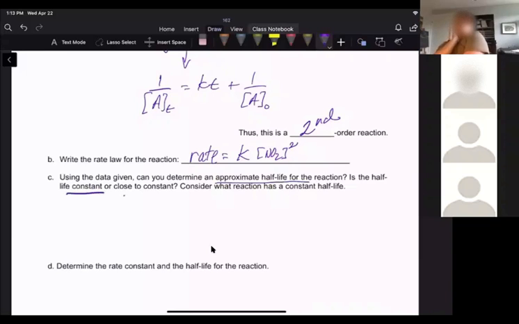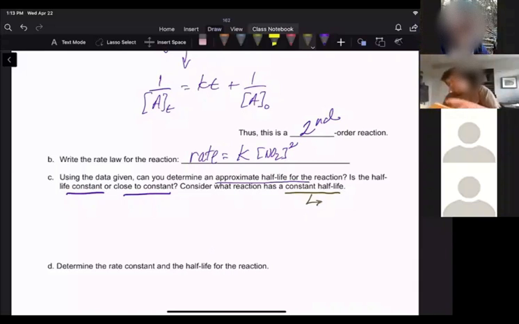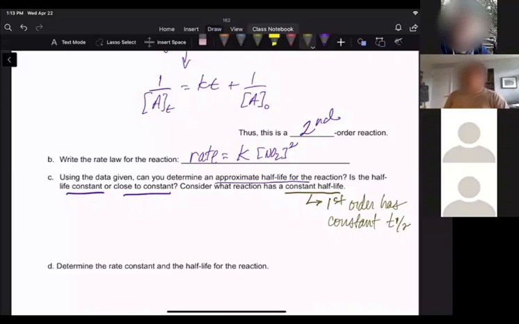And is it constant or close to constant? Which order has a constant half-life? Yeah, first order. I kind of think of that as normal, right? First order is what we think of as a little bit like normal, like radioactive decay. When we talk about the half-life of cesium, for example, is constant. It's a value that's constant, and we hear that in the news after the Fukushima meltdown, for example.